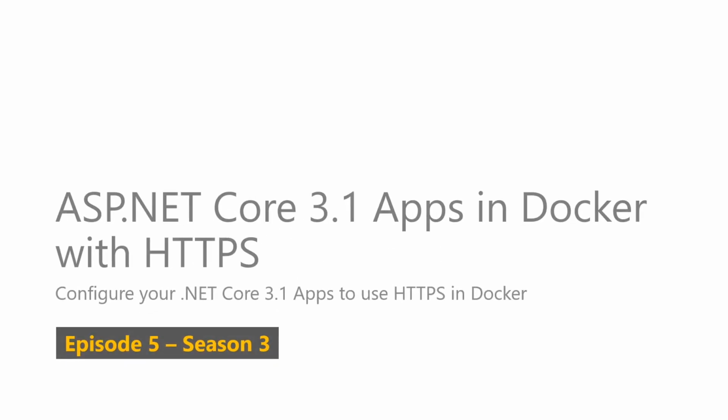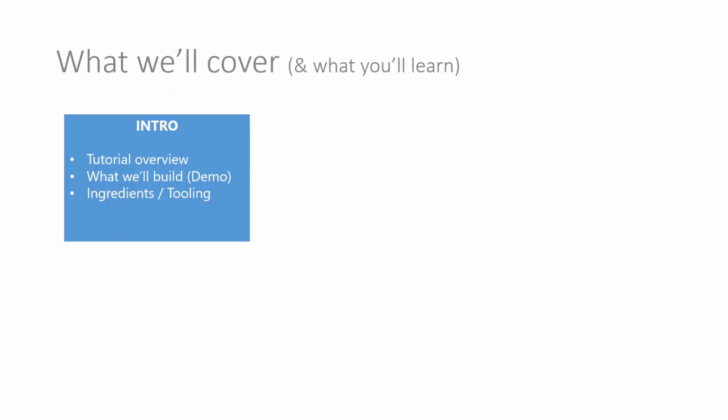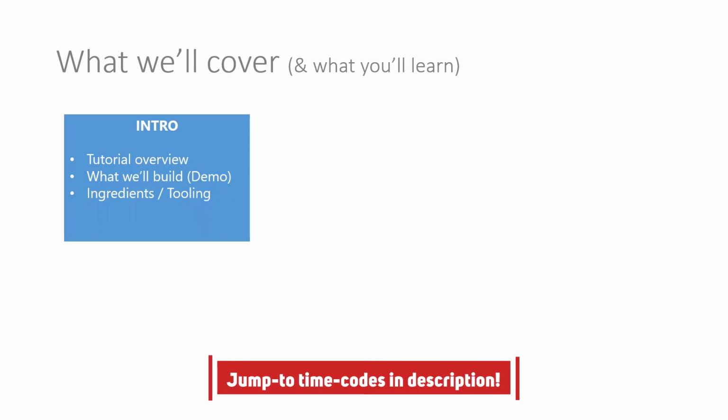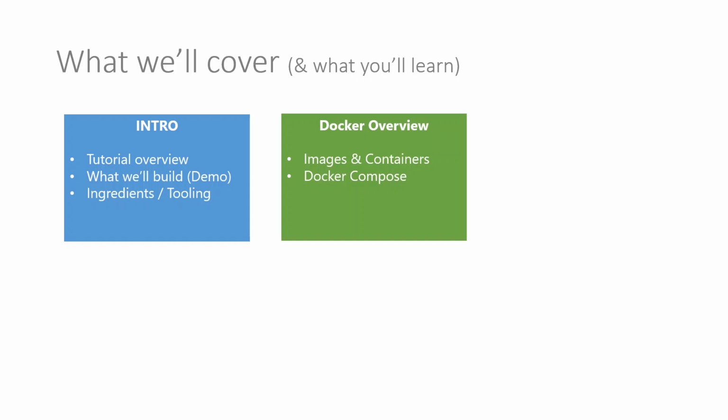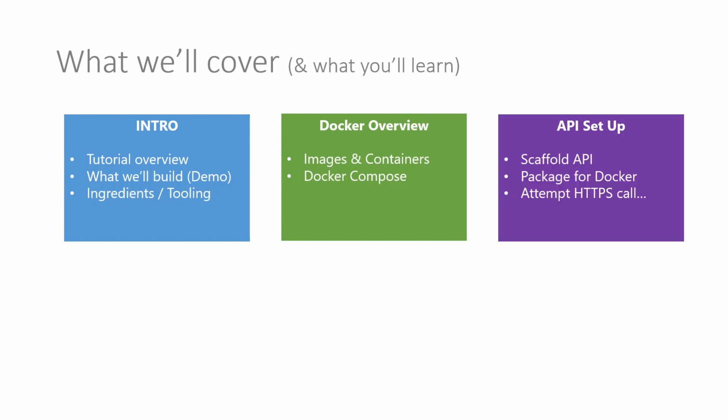So welcome to episode 5 of season 3, in which we look at how you can package an ASP.NET Core 3.1 app in Docker and ensure that you have HTTPS available as part of that. So let's just go through what we're going to cover today. First, the tutorial overview, which is what you're watching now. I'll take you through what we're going to build by way of a small demo in a second, and then I'll go through the ingredients and tooling. We'll do a quick Docker overview, just clarify what images and containers are and a little bit about why we're using Docker Compose. That's fairly brief.